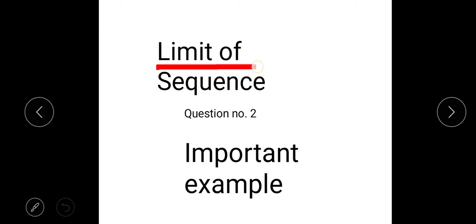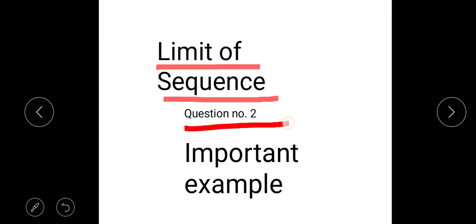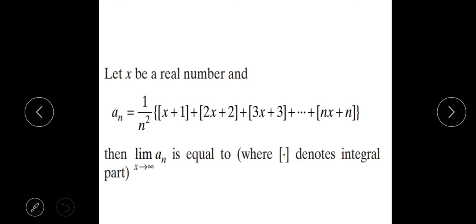The question is based on limit of a sequence. This is question number 2. This is an important example. Kindly watch this video till the end. Let us now see the question.